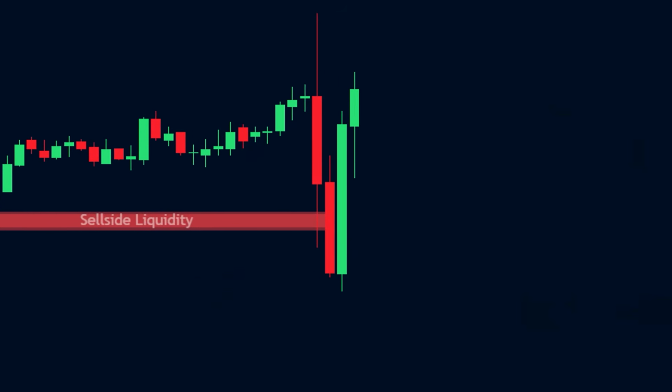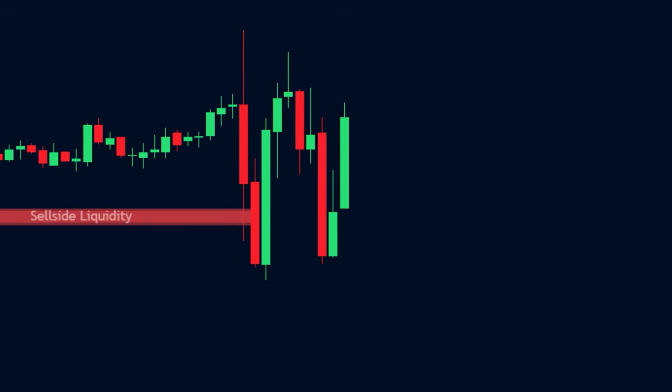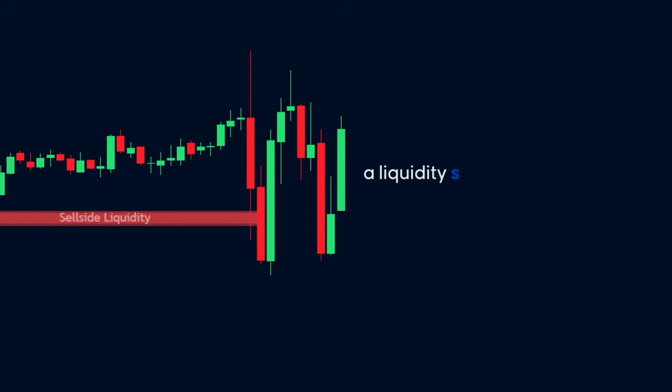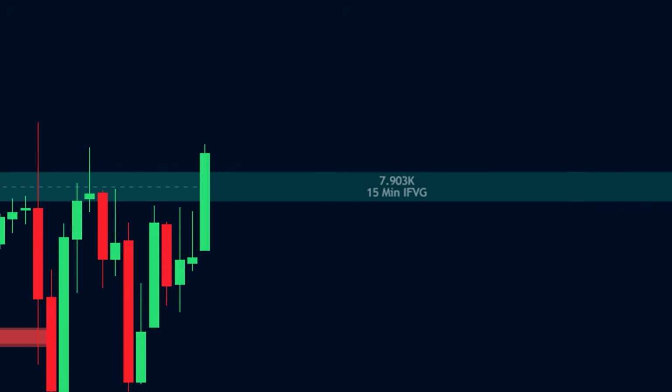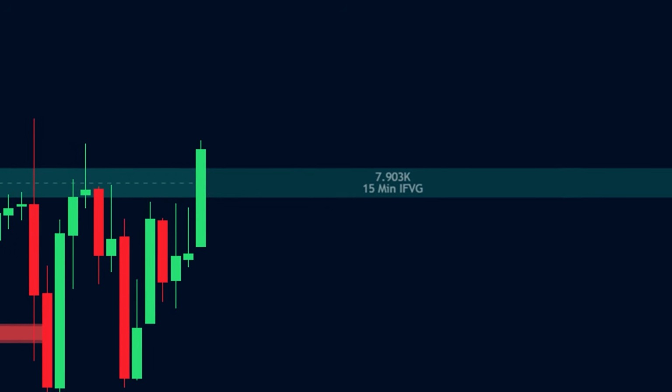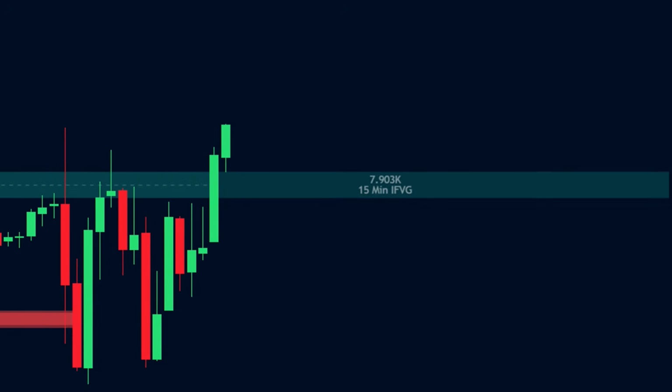After the market opens, wait for price to dip below a sell side liquidity level and then close back above it. That's called a liquidity sweep. It's your first clue that a reversal is setting up. Next, watch for a sharp move higher. This creates a bullish IFVG on the 15-minute chart. Most traders rush in here, but that's the mistake. A retest of the IFVG isn't enough.